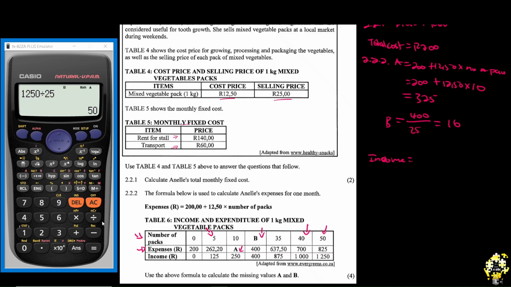We know that income is going to be the selling price, which is 25, multiplied by the number of packs. The income we already have here is given as 400. So let's substitute that for 400 = 25 × n. We do not know the number of packs. Here, we are trying to solve for n. Because we are trying to solve for n, we can divide both sides by 25, because this will cancel this. We are left with n. Let's go to our calculator. 400 divided by 25. You see, you are getting 16.